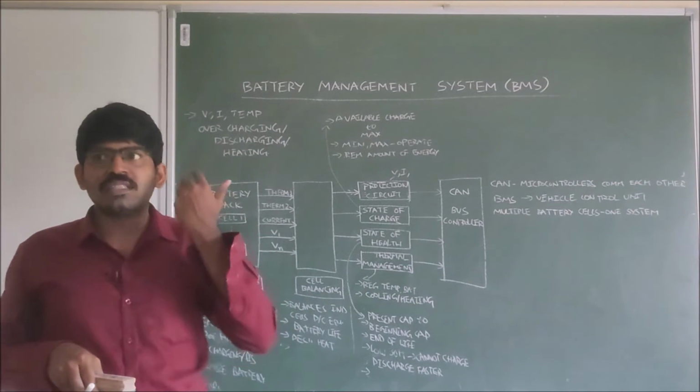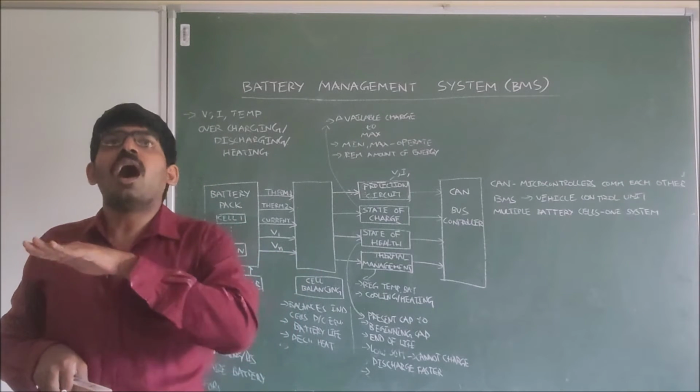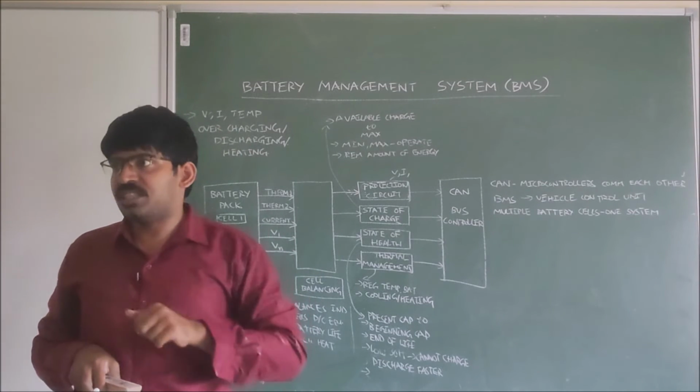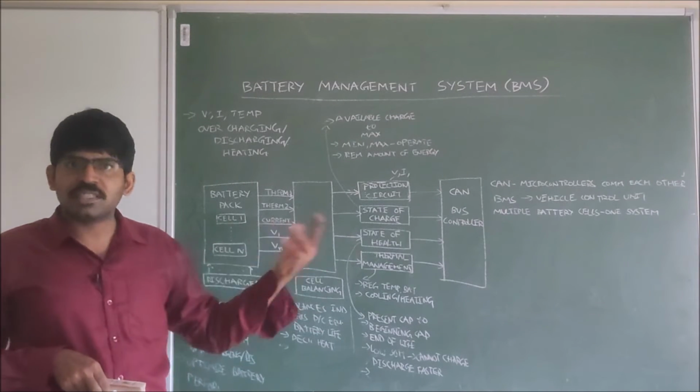If the voltage is increasing in a particular cell, we try to make sure that all cells are charging and discharging equally. That balance is done by cell balancing. We will discuss that one later.